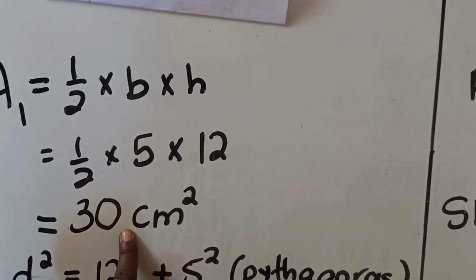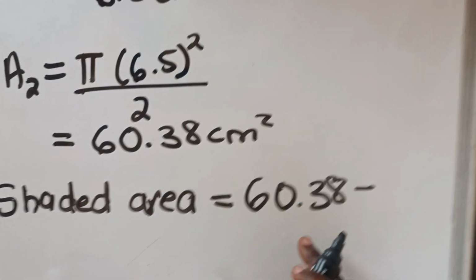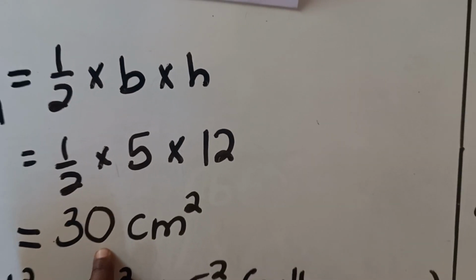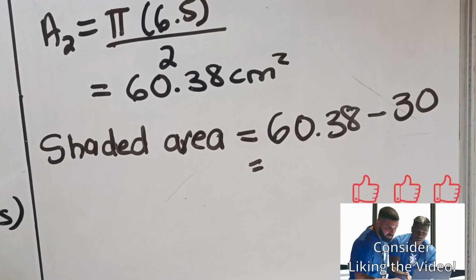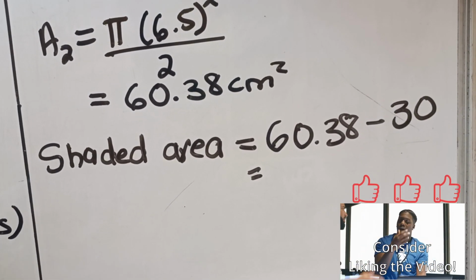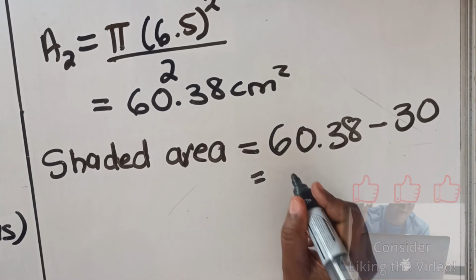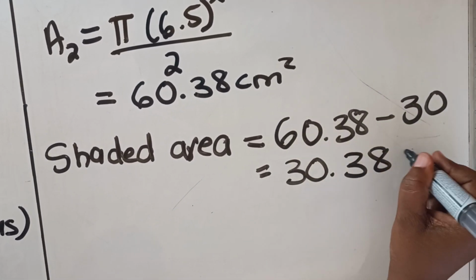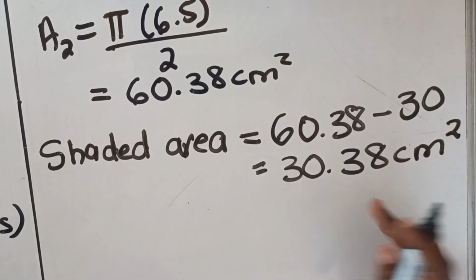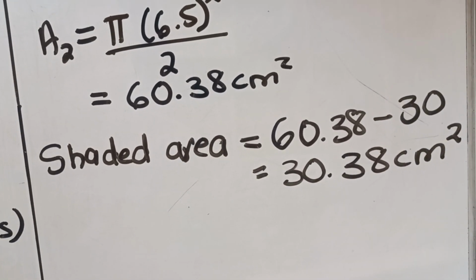This is the area of the semicircle minus the area of a triangle, which is 30 centimeters squared. Then 60.38 minus 30. Then the shaded area is 30.38 centimeter squared. This is how you calculate the shaded area.